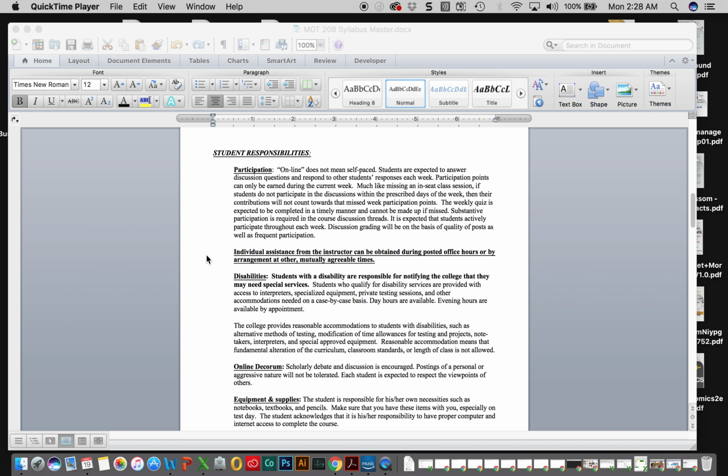Students with disabilities are responsible for notifying the college that they may need special services. Students who qualify for disability services are provided with access to interpreters, specialized equipment, private testing sessions, and other accommodations needed on a case-by-case basis.